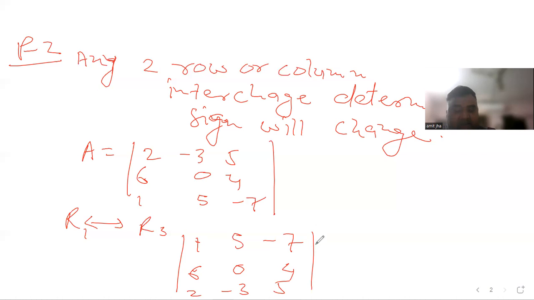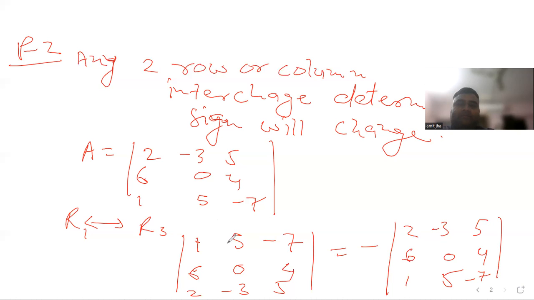So if you expand it and solve it, you will get the same value with the opposite sign, like what you had earlier for this one, that is 2, 6, 1, and then 3, minus 3, 0, 5, 5, 4, minus 7. So again, the result will be the same.